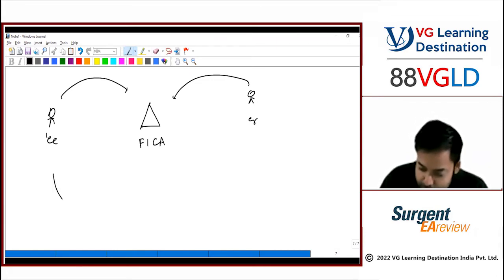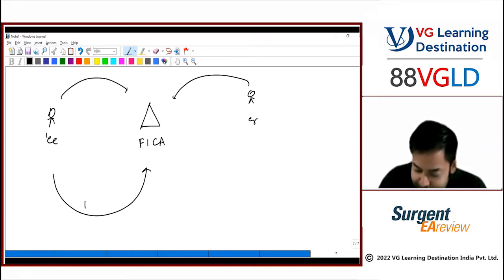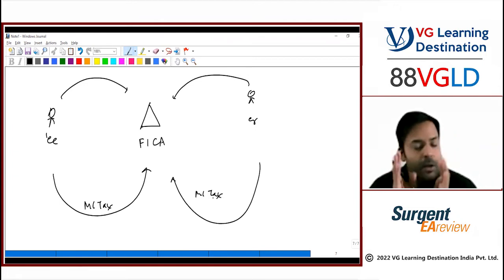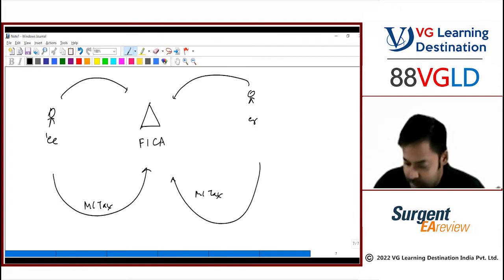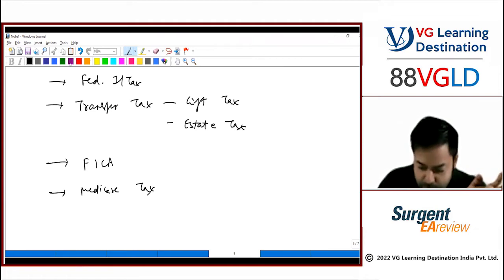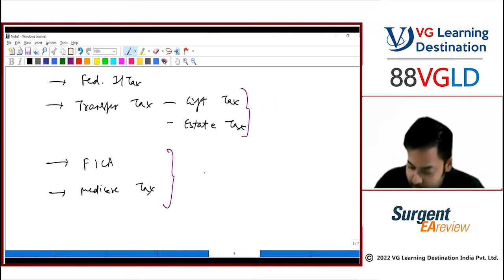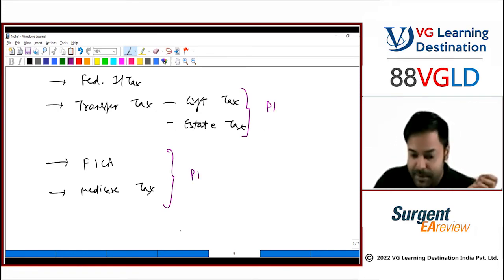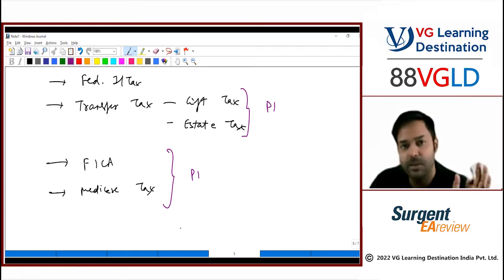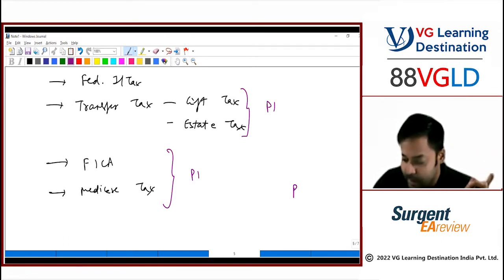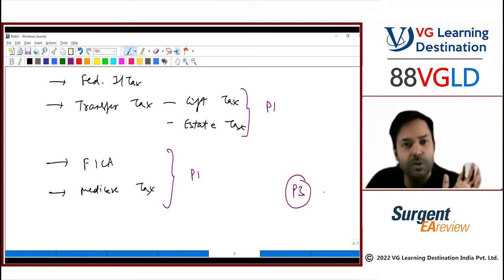Similarly, if the employee is contributing for the Medicare tax, the employer will also contribute to the Medicare tax. You don't need to worry about any of the taxes right now, because if you're doing it first class, don't worry, we'll discuss it in much more detail in part one itself. In fact, none of the taxes we are going to read in part 3. In part 3, we are just going to do the procedures only. That's all.